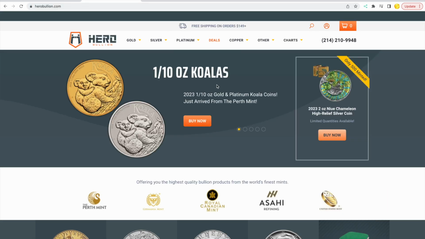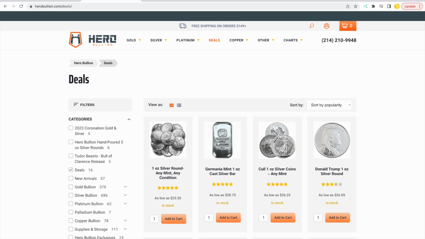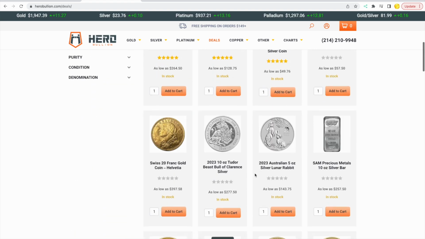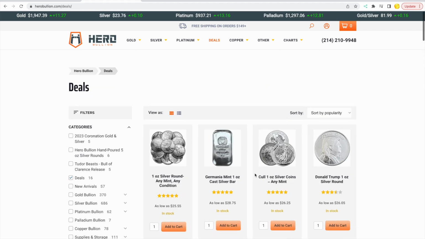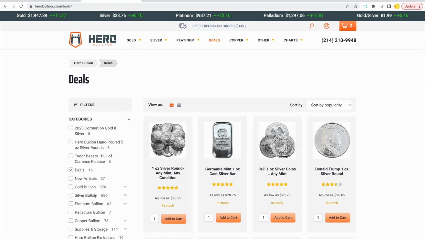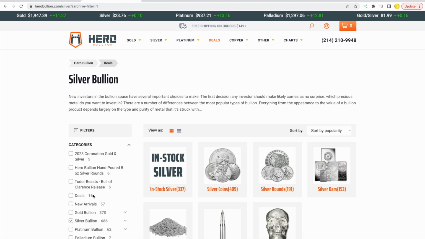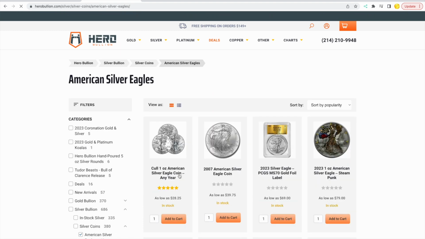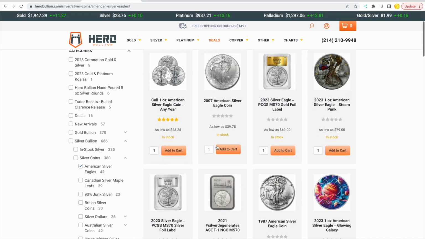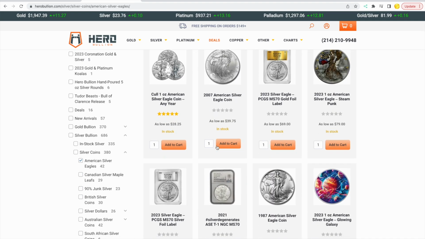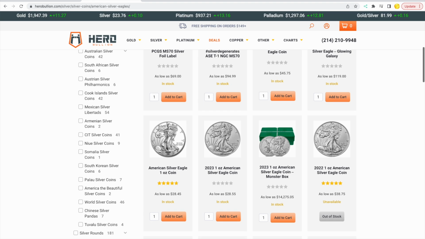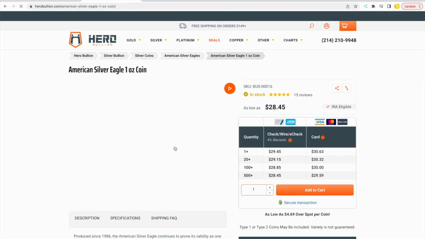Oh, they were the first ones to drop their price. Deals and Silver Eagles. No, it's not on the front page. Silver Bullion, in stock, Eagles. God, come on already. No, those are cull. Never buy cull, guys. Never buy cull, unless you're getting it for spot and you want to melt it to make something. Where the hell are the Silver Eagles? 1 ounce coin. There we go.